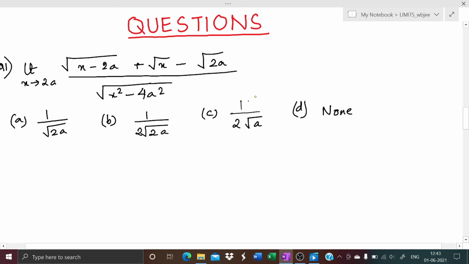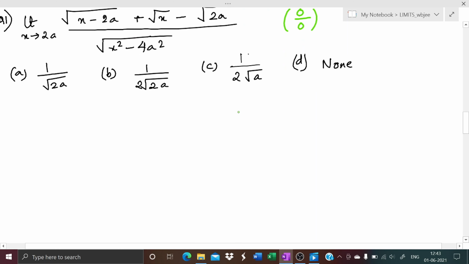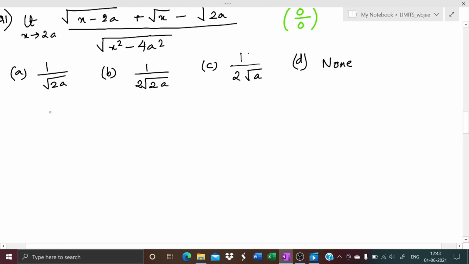Okay, so this is the first question. As you can see, first of all, you see which form it is. When x tends to 2a, this will be 0 by 0 form, right? So I can use any of the above methods, but if I use L'Hopital's, I have to take the derivative. This has some square root functions, so again it will be clumsy. So first of all, I will try factorization.